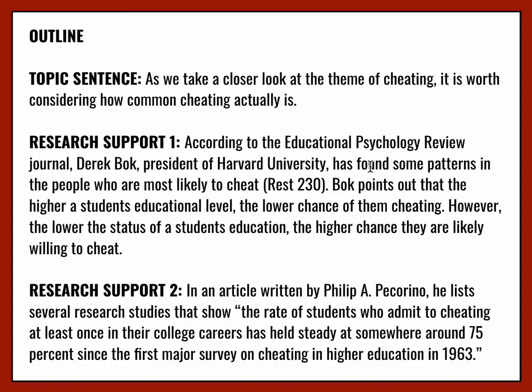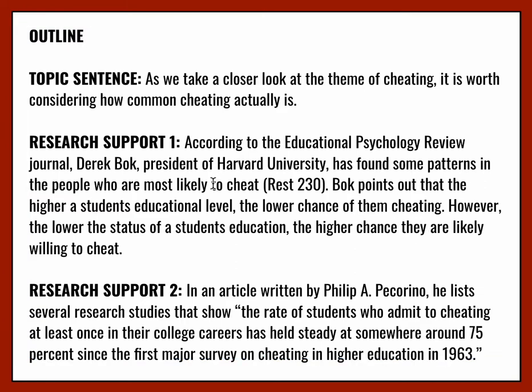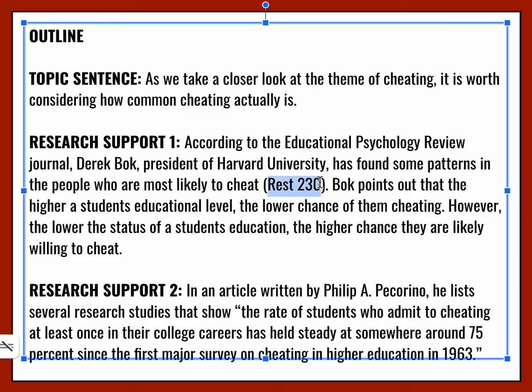So for my research support one, I have this article from Educational Psychology Review Journal. Derek Bok, president of Harvard University, has found some patterns in the people who are most likely to cheat. And then here you're going to see a parenthetical citation that does not match the person that I've mentioned. The reason is that I have used a secondary source to talk about a primary research. Derek Bok did this research, and that's the research I'm going to be discussing. However, I didn't have access to the actual article itself. So instead, I found this article by Rest that goes over the general findings of the research and talks about them. Because of that, I have a citation within a citation.